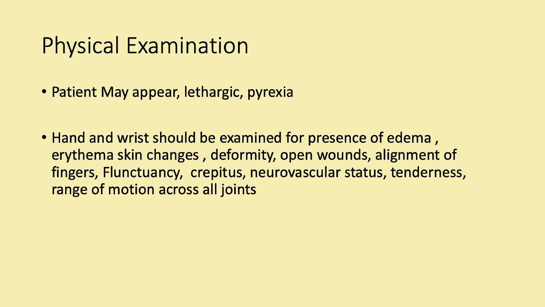Patients may appear lethargic, with pyrexia, and should be checked for pallor, and regional lymphadenopathy should also be assessed. The hand, the wrist, and the upper limb should be examined thoroughly to identify the presence of redness or skin changes, edema. There may be associated deformity of the upper limb. Patients may also have an open wound. You want to assess the alignment of the finger. Is there loss of the cascade? Is the affected finger in a fixed, flexed position? Is there fluctuancy all over the swelling, which gives us an idea of an abscess? Maybe crepitus that could indicate that the patient may have a clostridial infection.